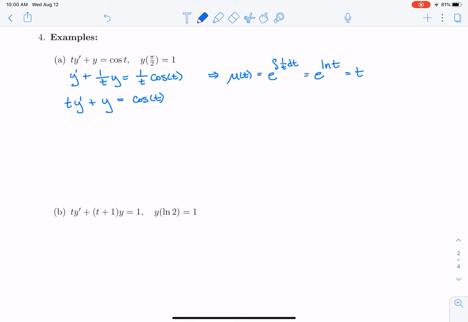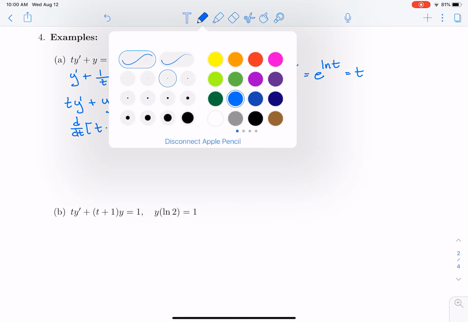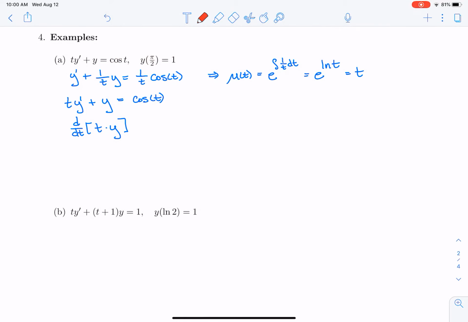So that means that what's on the right-hand side must have been a product rule anyway. And in fact, it is. It's the derivative of t times y. So remember here that it's always going to be the derivative of mu of t times y. And in this case, mu of t is t. Okay, so that's going to equal cosine t. And so now I just need to integrate both sides.